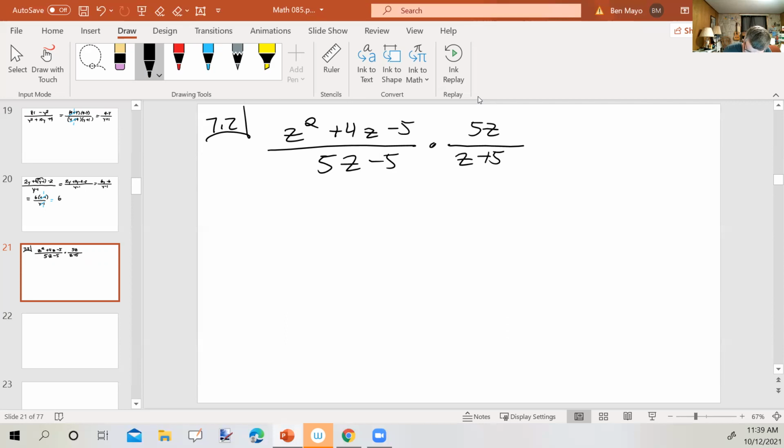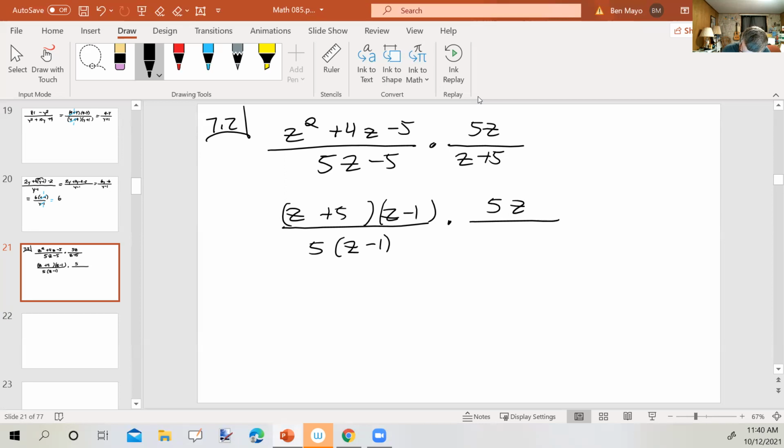Well, I could factor the first numerator and I get z plus 5 and z minus 1. In the denominator, I could factor out a 5 and I'd get 5 times z minus 1. The numerator and denominator of the second fraction don't reduce at all. So now the z plus 5's reduce to 1 over 1. The z minus 1's reduce to 1 over 1. The 5 over the 5 reduces to 1 over 1, and I'm left with just z.